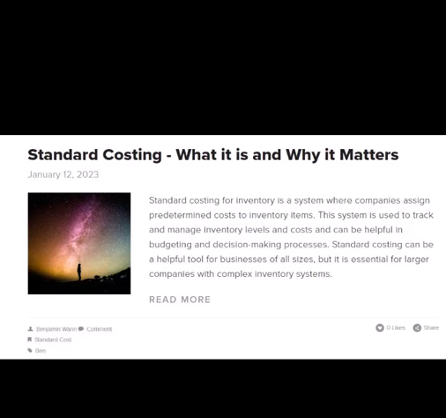Finally, companies should consider implementing more dynamic cost systems that are better equipped to adapt to changes in production costs quickly and efficiently. Because standard costing is so challenging, it is valuable to ask an expert to help fix the problems.